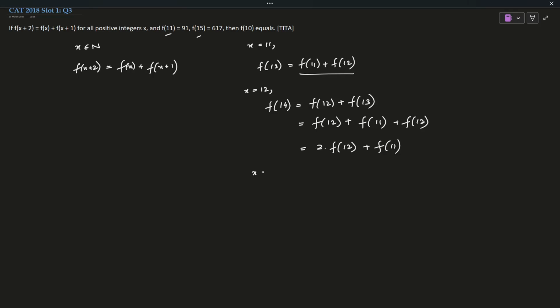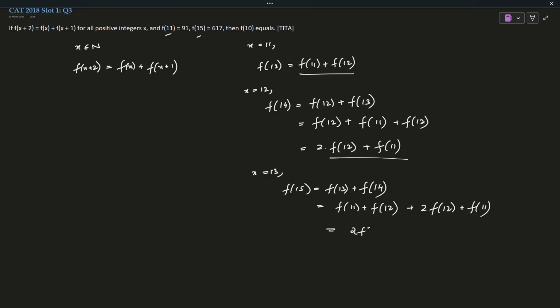What will I get if I put x equal to 13? I am just putting the natural values so that I get f of 11 and f of 15, because I know the values of f of 11 and f of 15. If I put x equal to 13, I will get f of 15 equal to f of 13 plus f of 14. f of 13 is f of 11 plus f of 12, and f of 14 is 2 times f of 12 plus f of 11. This will give me 2 times f of 11 plus 3 times f of 12.